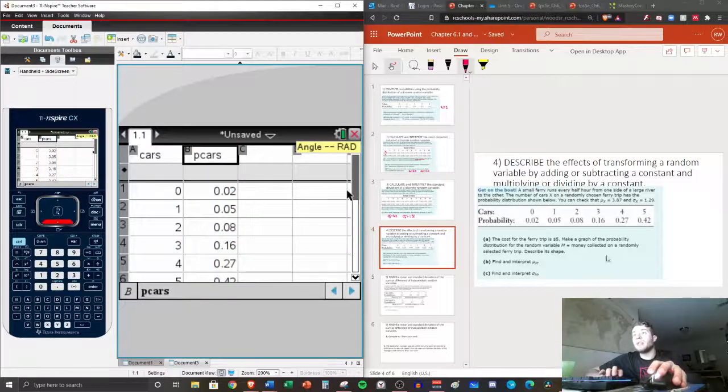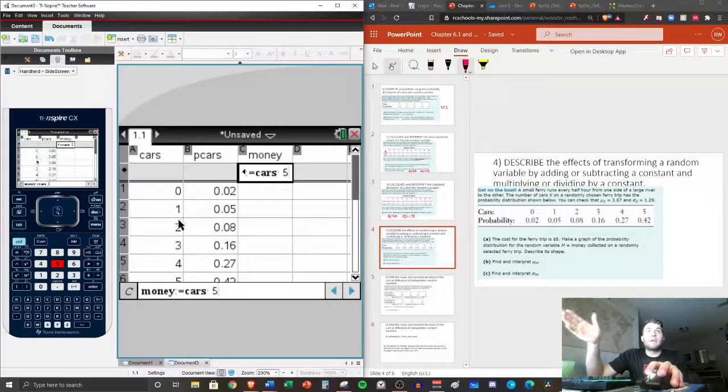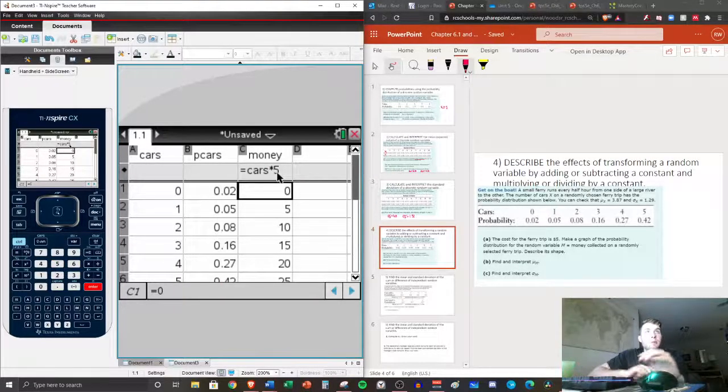Now, we are interested in the amount of money they make. So money. How much money are they making? Well, it's going to be the number of cars times 5. So I'm going to put an equal sign in this little gray area here. So hit equals. Money is equal to cars times 5. So it's going to take that first column over here and multiply it by 5, which is what we want. So there's the new distribution.